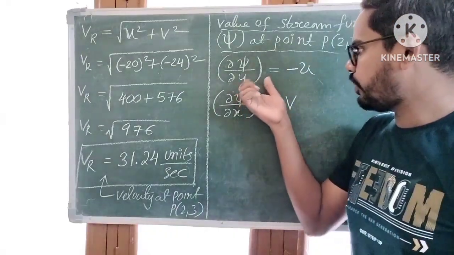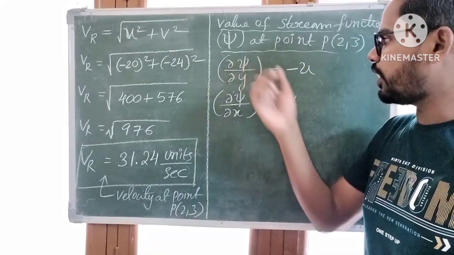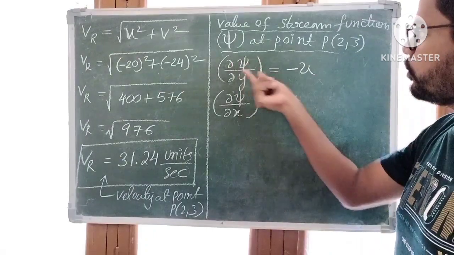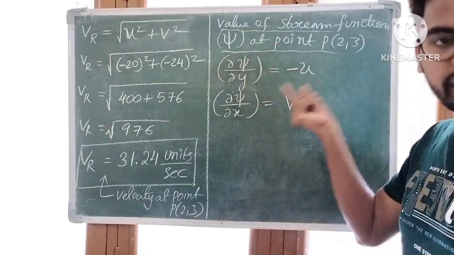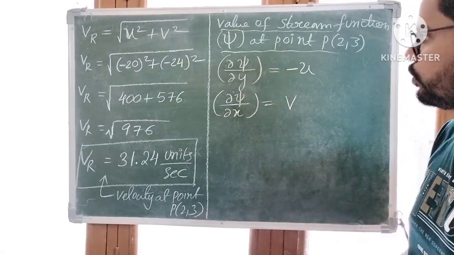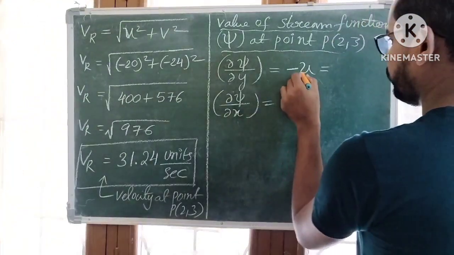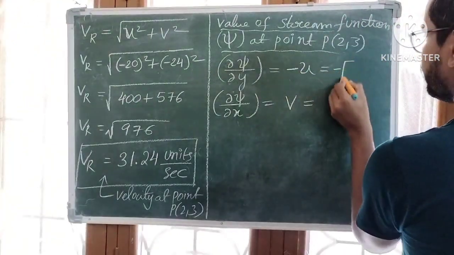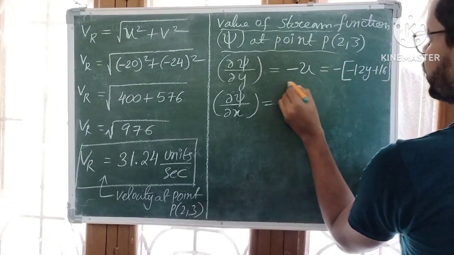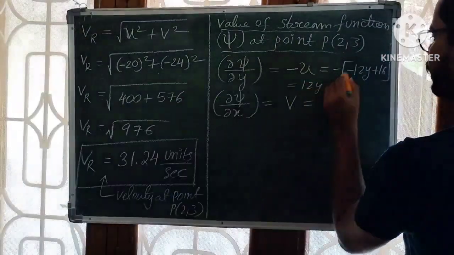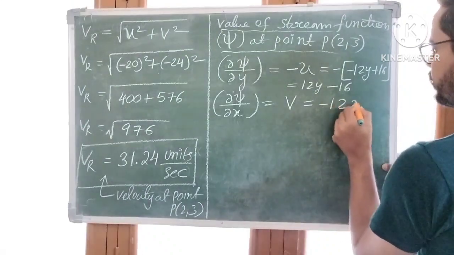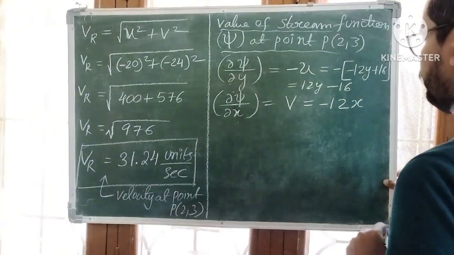So this is the relationship between the velocity components and the stream function. These two formulas are very important. Dou psi by dou y is equal to minus u and dou psi by dou x is equal to v. We already have u and v. u is equal to minus 12y plus 16. Distributing the minus, you will get plus 12y minus 16. And we got v equal to minus 12x.